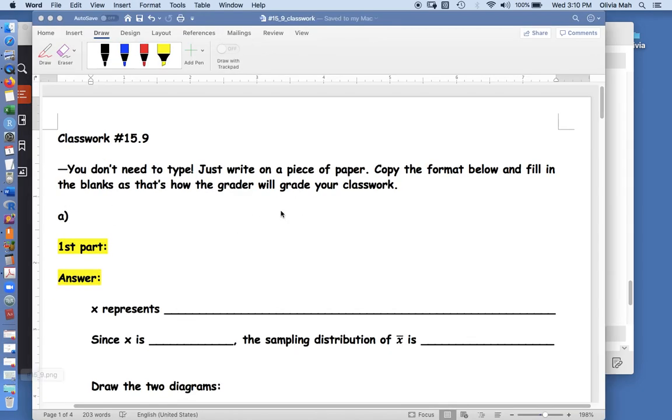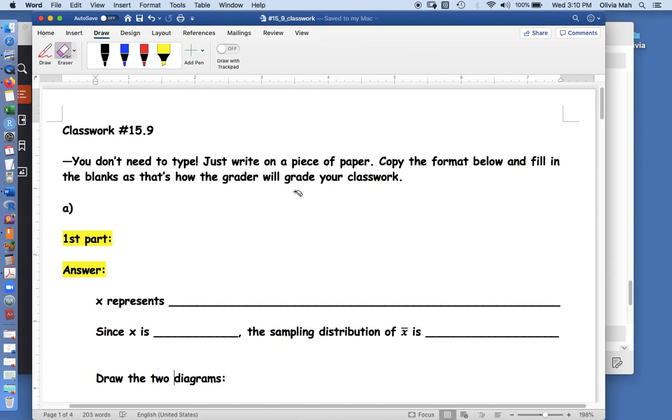Let me bring up my demonstration. You don't have to type. Just write on a piece of paper, but make sure you copy the exact format below and fill in the blanks, because that's how the grader is going to grade your work.